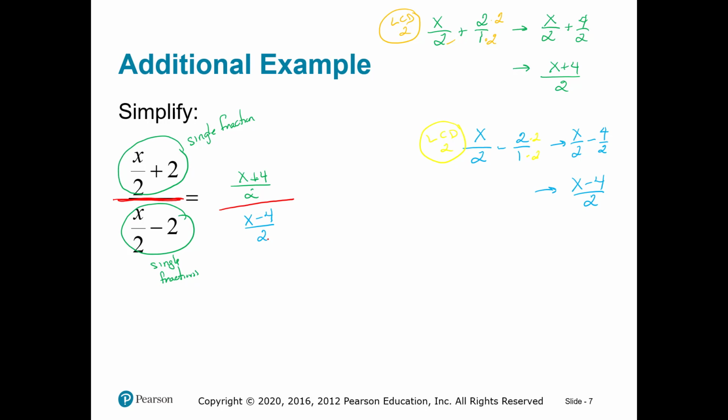Okay, single fraction on top, single fraction on bottom. Now I can literally work on my division problem. So my division problem is x plus 4 over 2 divided by x minus 4 over 2. And again, we know that division of fractions will always turn to multiplication, and fraction number 2 is the one that flips over. Yes? And do you notice that I can cancel these 2's? They both turn into 1's, don't they?